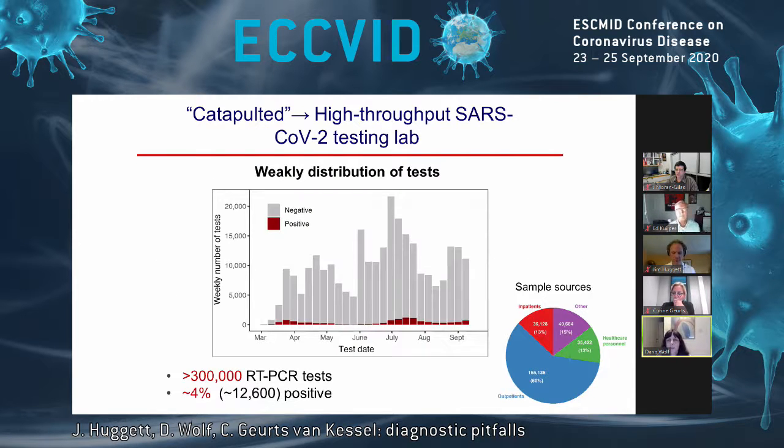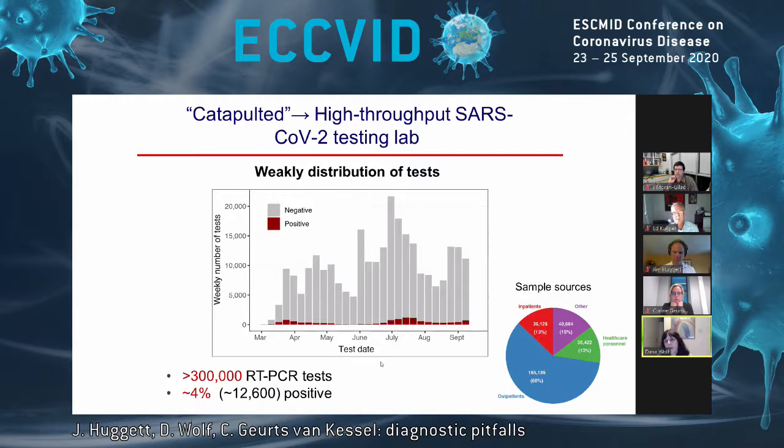So I guess, like many of you, we have been catapulted by this pandemic into the high throughput arena, turning very quickly into a SARS-CoV-2 testing mega lab. And here you can see our weekly distribution of tests. It's quite fluctuating, overall performing around 300K tests during the last few months.